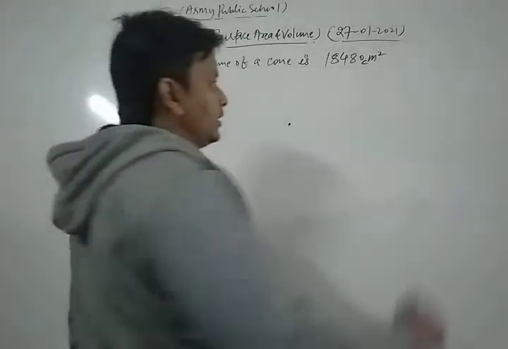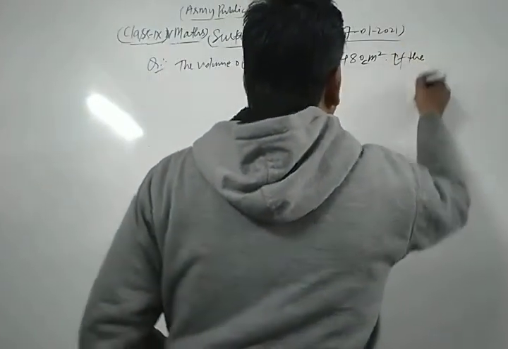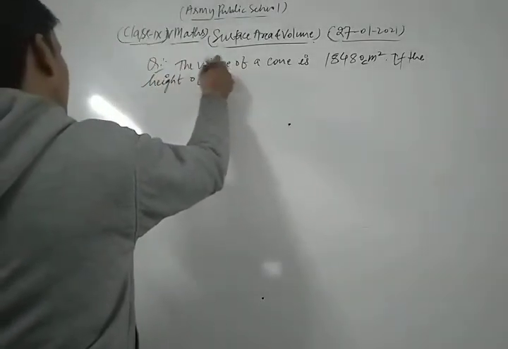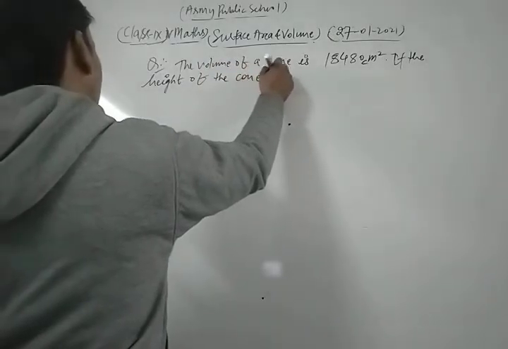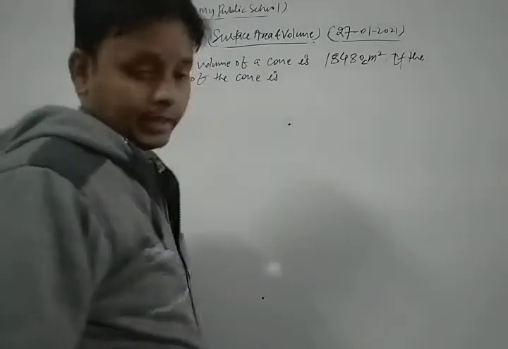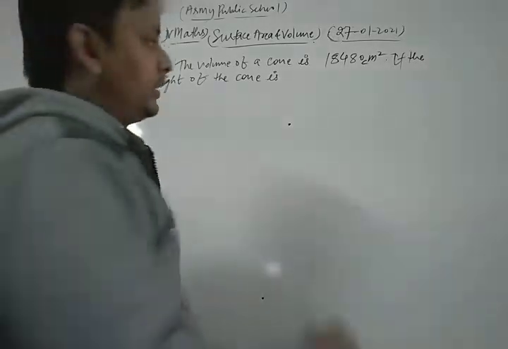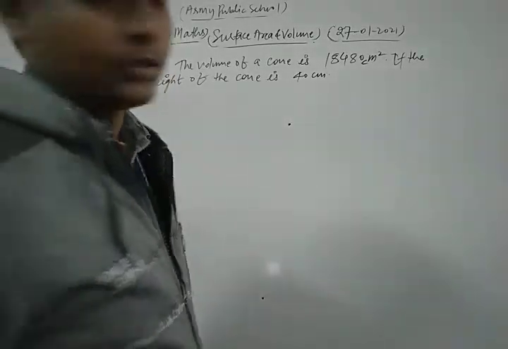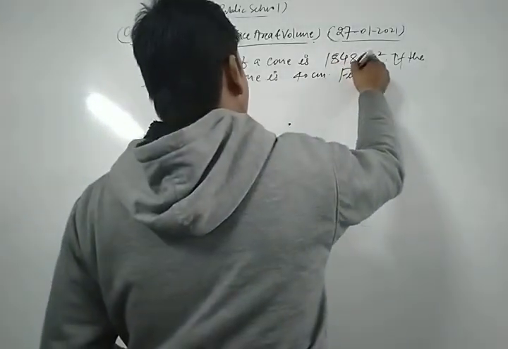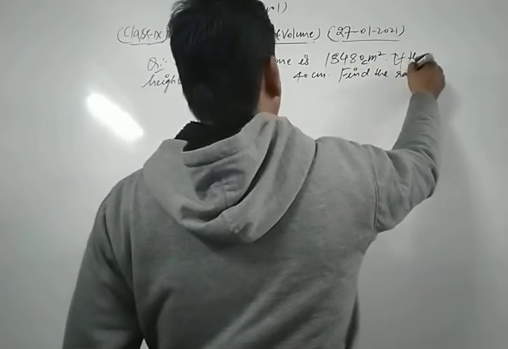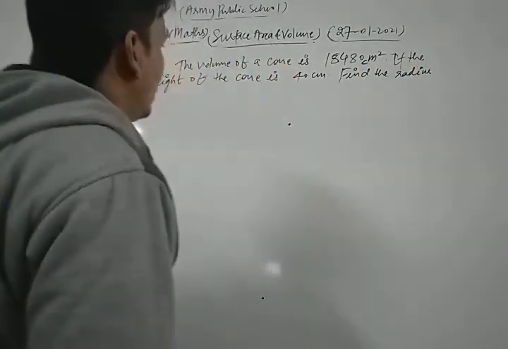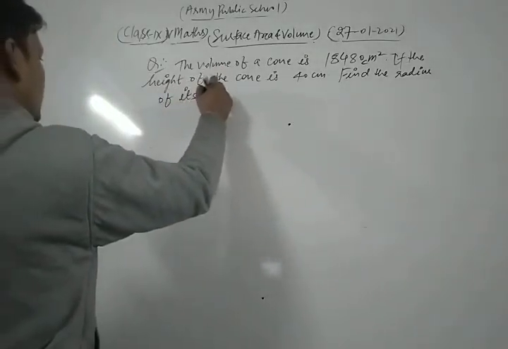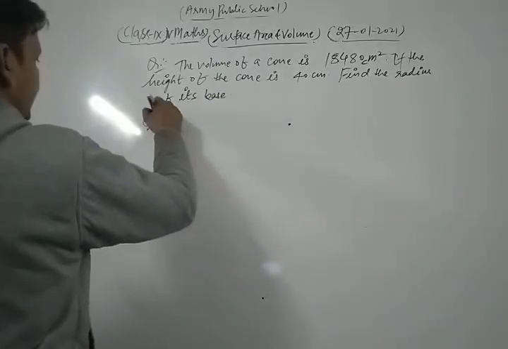If the height of the cone is 40 centimeter, find the radius of its base. Let's see its solution.